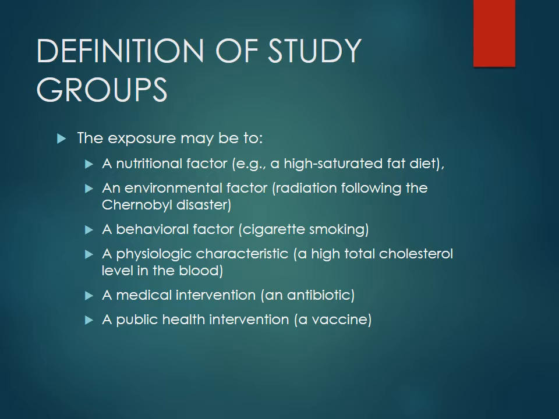Exposure could be to lots of different things. We can look at nutritional factors, so it could be a high saturated fat diet, high fructose corn syrup, whatever happens to be. Environmental factors, so for instance, radiation levels being measured after the Chernobyl disaster. Certainly behavioral factors are a big one: sedentary lifestyle, exercise, all the different things. Physiologic characteristics, medical interventions, or even public health interventions, so vaccines being a pretty easy one to point to.